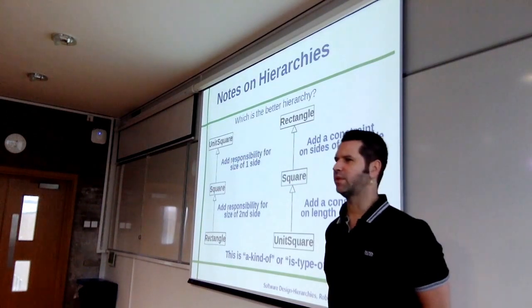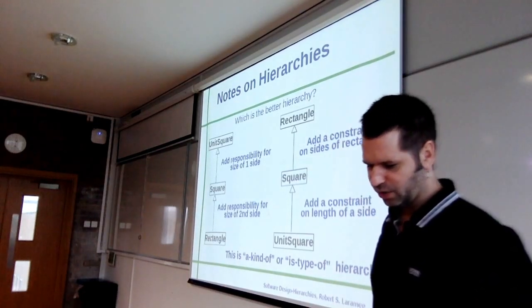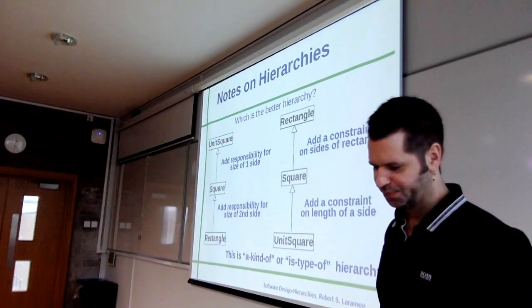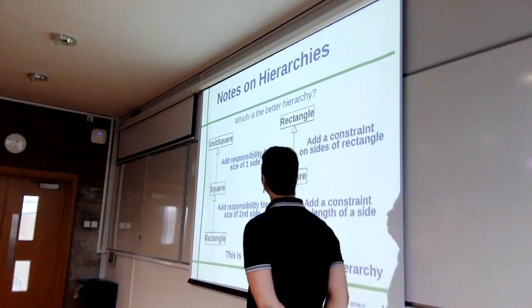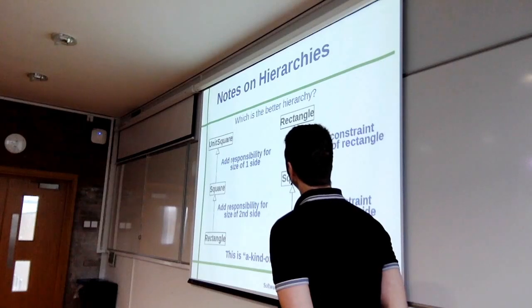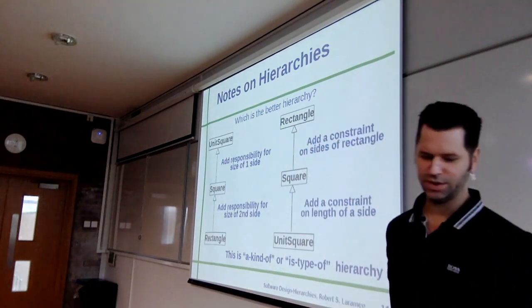and watch what happens. Which is the better hierarchy? Unit square, square, and rectangle, or rectangle, square, and unit square. So you have the choice between these two. What would you choose as the better one? Anybody want to volunteer and answer?